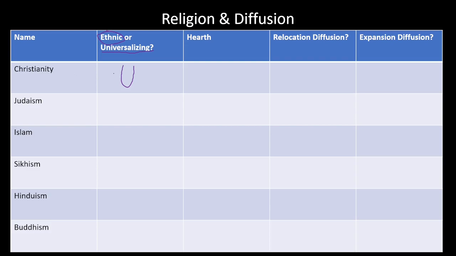So that's Christianity. Now, where's the hearth of Christianity? We're going to say Jerusalem. I can type. I'm not really typing, I'm writing this. Jerusalem. I love my little handwriting here. Relocation diffusion. Yeah. Colonization is a big part of relocation diffusion for Christianity. So when Britain colonized all over the world, they brought Christianity with it. What about expansion diffusion? Yes. So contagious diffusion. I'll just write contagious diffusion. That was through missionaries.